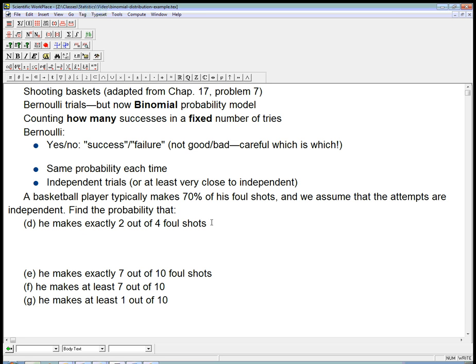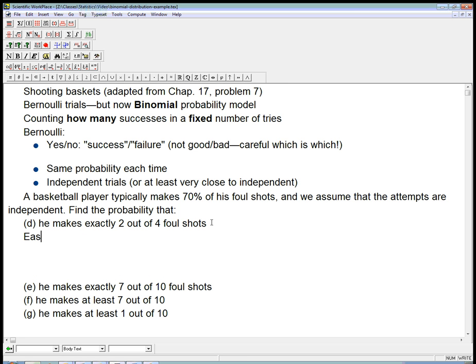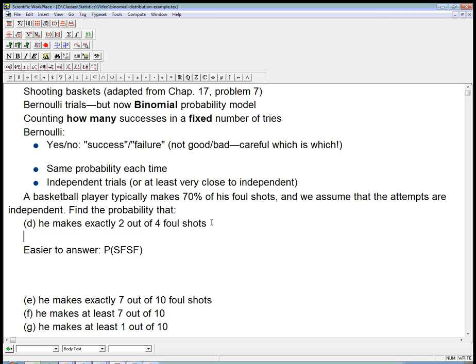Okay, so here's what would be easier to answer with our basic probability knowledge. The probability of, let's say, that he makes a success and then a failure and then a success and then a failure. And here, notice, always we have to figure out what is success and what's failure. Let's say success means making the shot, which is what we did most of the rest of the other video, but not every part of the other video.